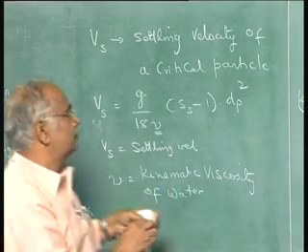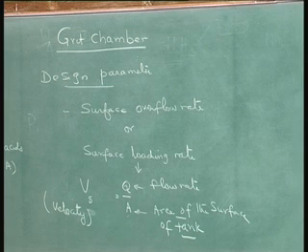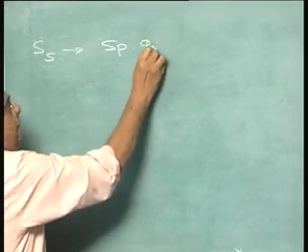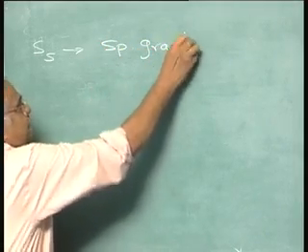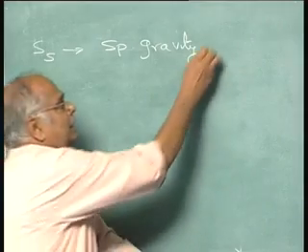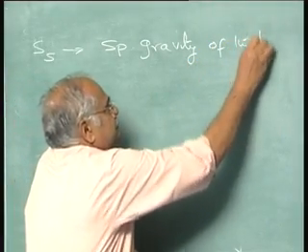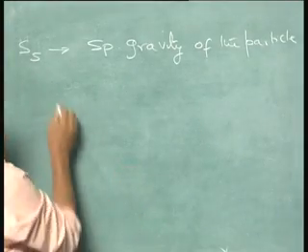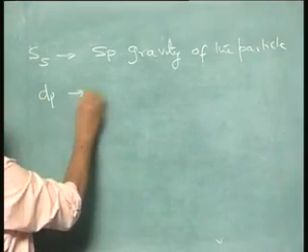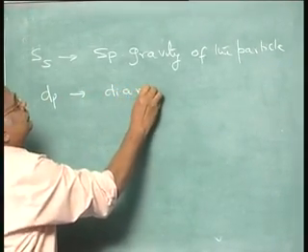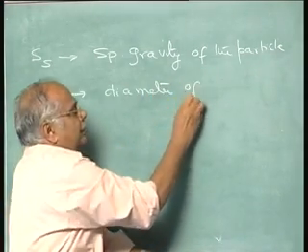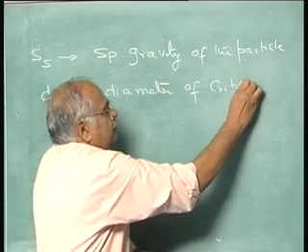Ss is the specific gravity of the particle, and dp is the diameter of the critical particle, that is what is the diameter of the critical particle.